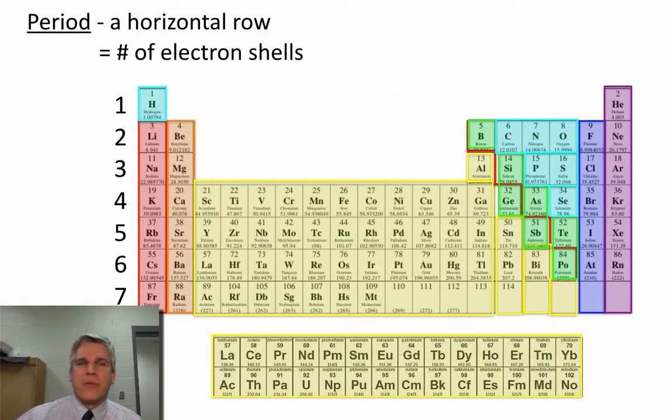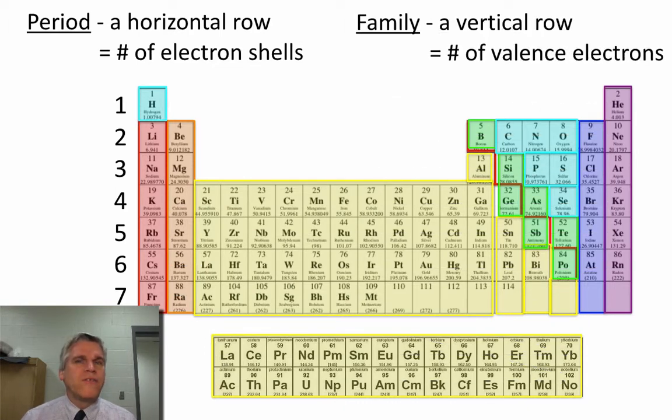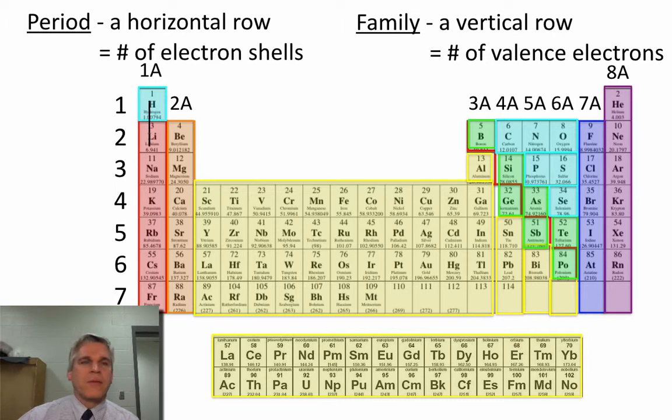On the periodic table, though, elements are also arranged in families. Those are the vertical rows. Now, this tells us how many valence electrons there are. So let's identify these. And I'm going to be using an old-fashioned name for these. I like these better. They're families 1A, 2A, 3A, all the way up to 8A. All of the elements in family 1A have one valence electron. All of the elements in family 2A have two valence electrons.